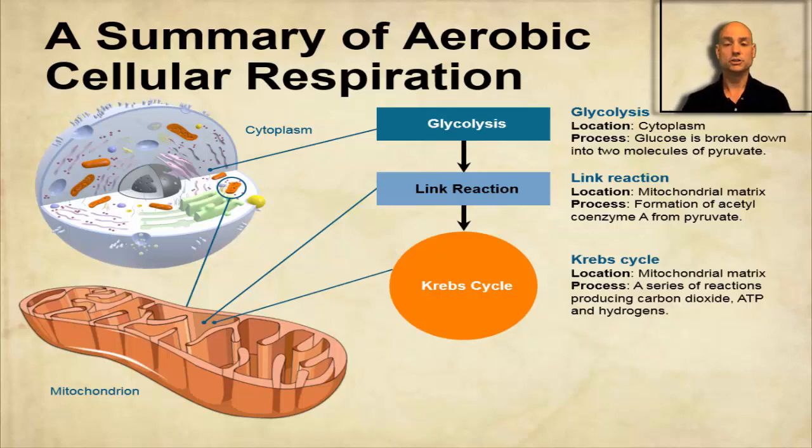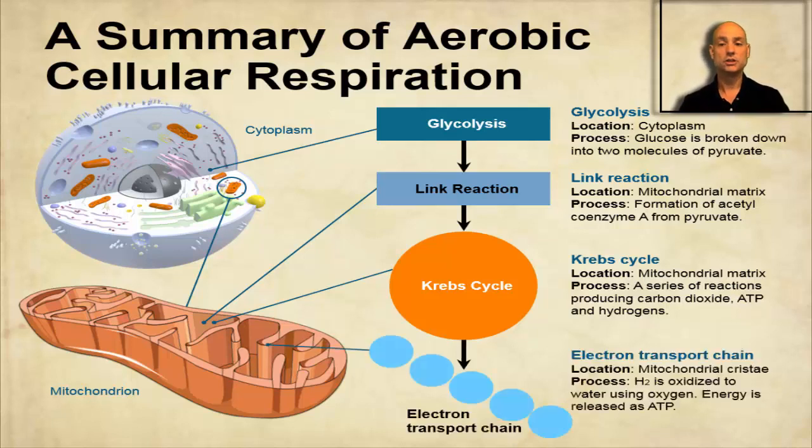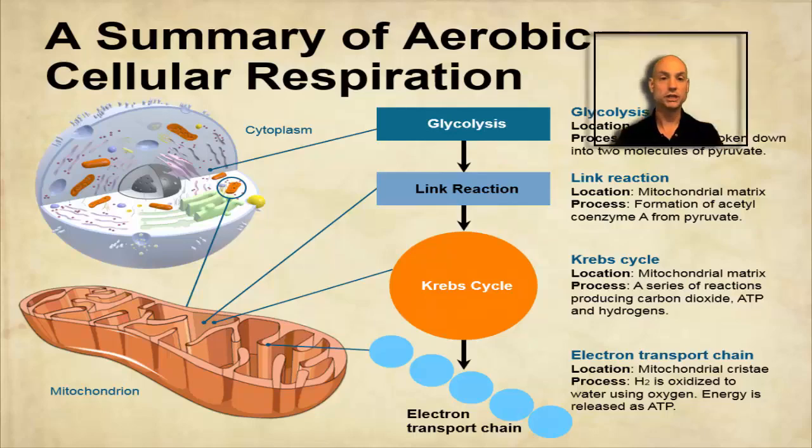matrix. A series of reactions produces carbon dioxide, ATP, and hydrogens, and those hydrogens are then oxidized to water using oxygen, and energy is released in ATP. And that's where a lot of the ATP is going to come from, is that electron transport chain.